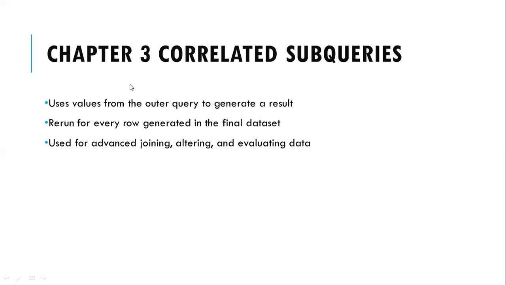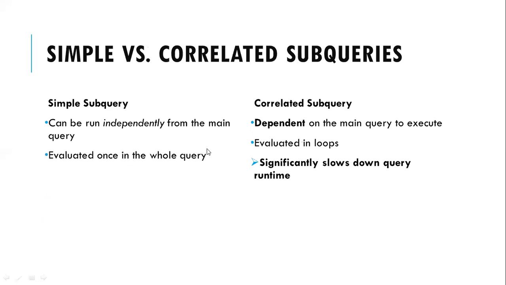Now we will discuss chapter 3, correlated subqueries. It uses values from the outer query to generate a result. It returns for every row generated in the final dataset. It is used for advanced joining, filtering, and evaluating data.